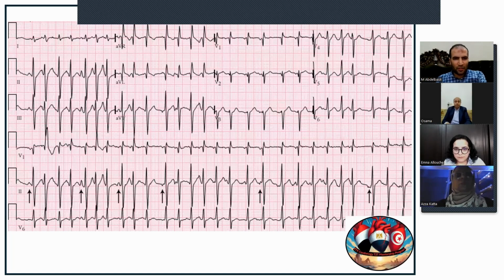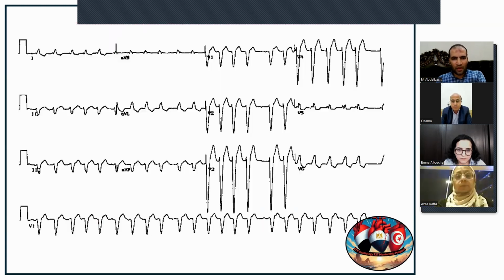This is an ECG. We could appreciate the presence of multifocal atrial tachycardia with irregularity. This is the typical multifocal atrial tachycardia, which is frequently encountered in patients with COPD. And this is atrial fibrillation, with undetermined atrial activity and irregularity, but it is the benign form of wide atrial fibrillation.